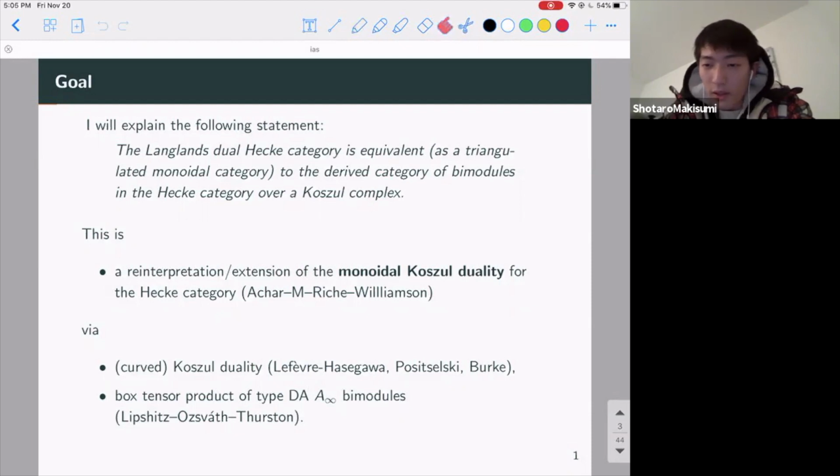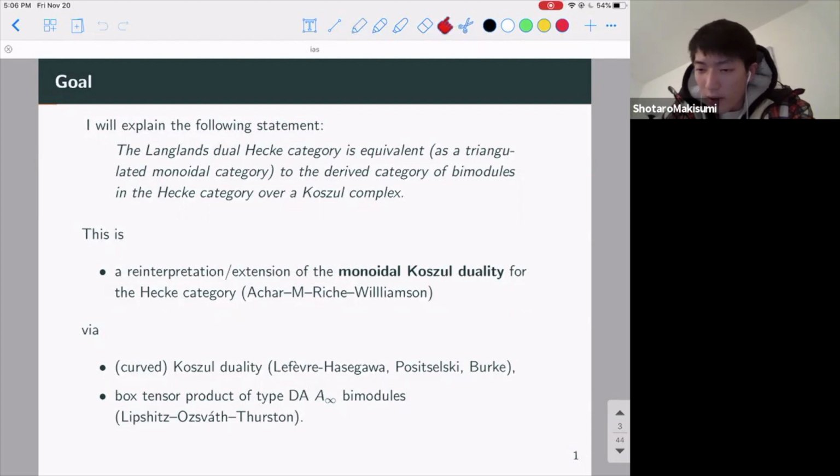This is a reinterpretation and an extension of monoidal Koszul duality for the Hecke category that I studied previously with Achar, Riche, and Williamson. And I'll be referring to that paper several times. So I'll just say AMRW for those papers.